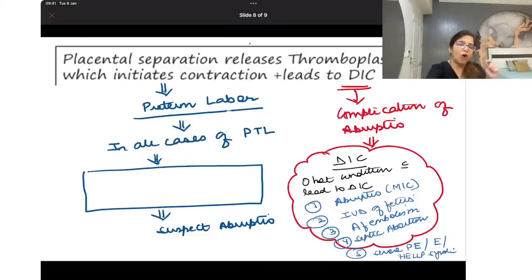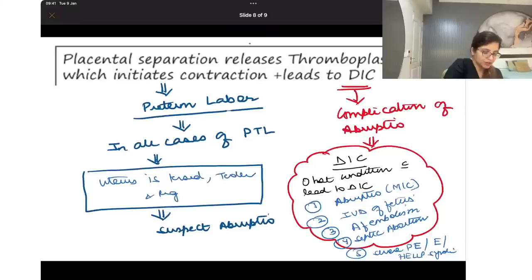This means that in all cases of preterm labor, whenever you find the uterus tensed, tender and rigid, you should suspect that this preterm labor is happening because of abruptio. So in a patient of preterm labor, if the uterus is tensed, tender and rigid, then always suspect abruptio. Abruptio is one of the very important causes of preterm labor. Clear to all of you?